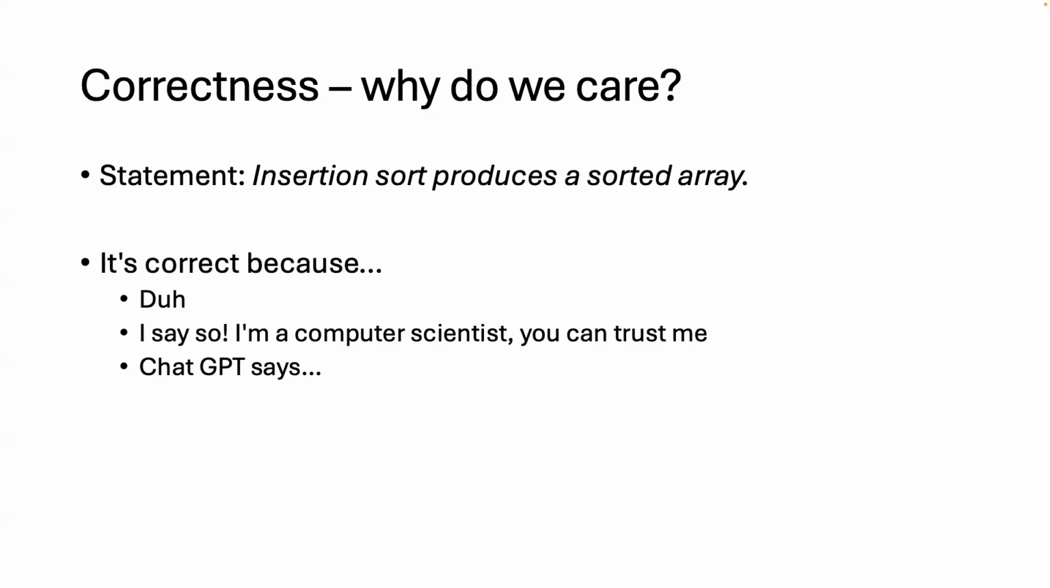But how do we know that it's correct? Some of the options: we could say it's correct because obviously that's the whole point of insertion sort. Say it's correct because I'm a computer scientist, you can trust me, I know what I'm talking about. Or maybe ChatGPT says this statement is true because blah, blah, blah. Well, maybe ChatGPT gives the correct answer, but especially for the first two, are they extremely convincing?